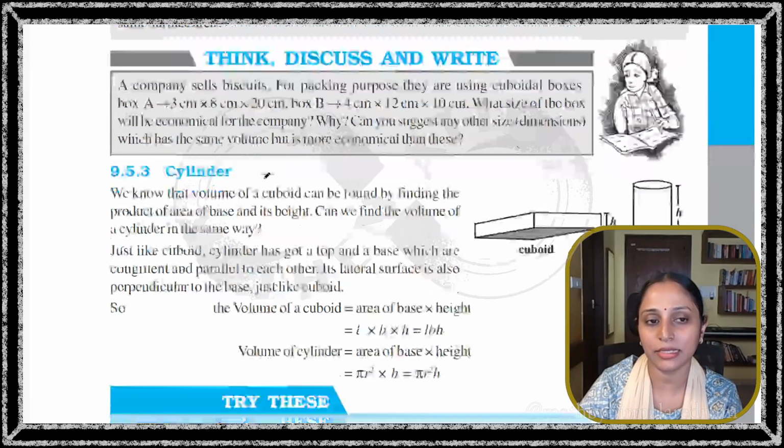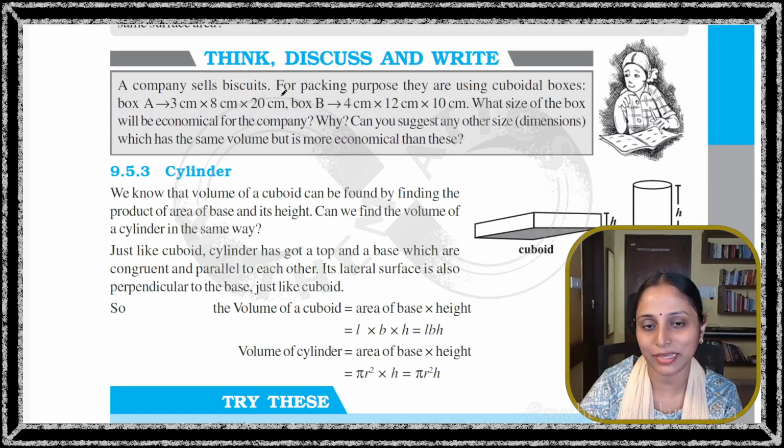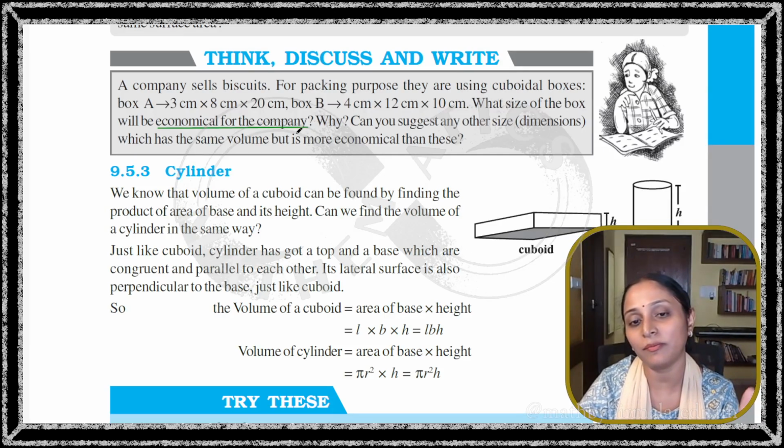Next discussion. They're saying a company sells biscuits for packing purpose. They're using cuboidal boxes and they've given the dimensions. What size of the box will be economical for the company? When they say economical, that means you don't want to waste a lot of material in packaging. The surface area is an indication of how much material you have used for packaging, right?